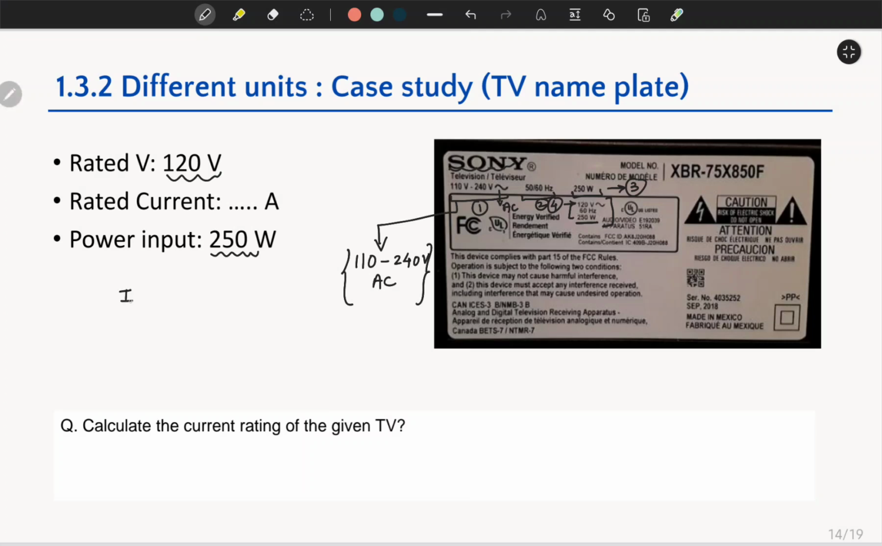The current is what I need to find out, and we already know that power is equal to voltage multiplied by current. So from this, current will be equal to power divided by voltage. Now there is one more factor, which is the power factor, but for sinusoidal loads I am assuming it as unity for this television.